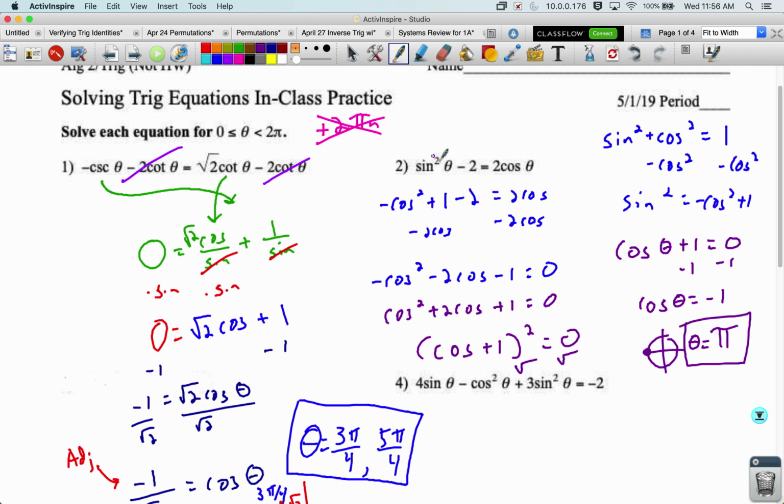Let's see. Sine of pi, I think I should know that. Sine of pi is, in the right mode, 0. So 0 minus 2 is negative 2. Cosine of pi is negative 1. So negative 2 equals negative 2. It checks out.